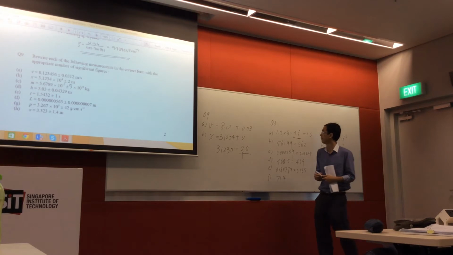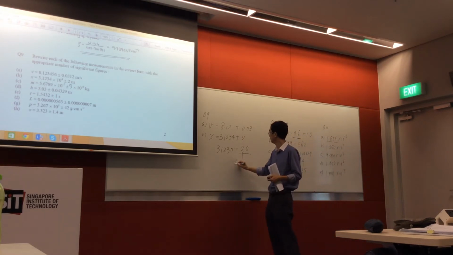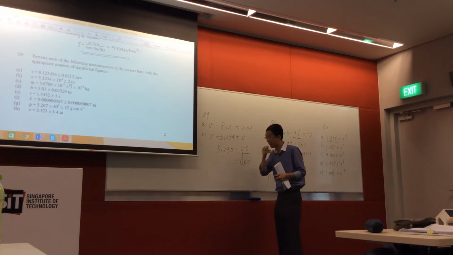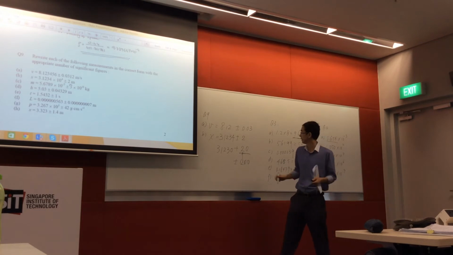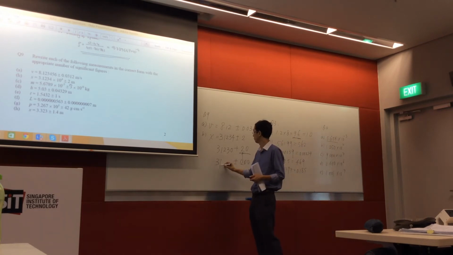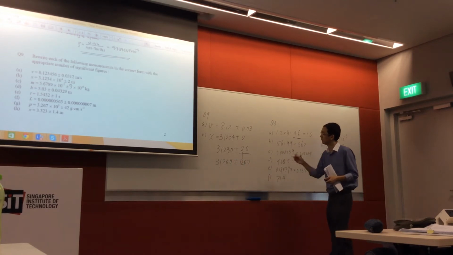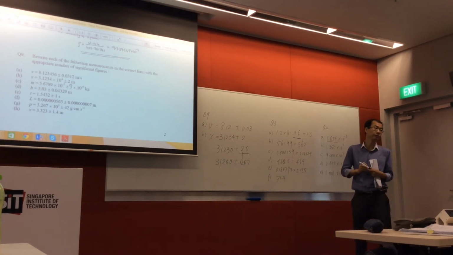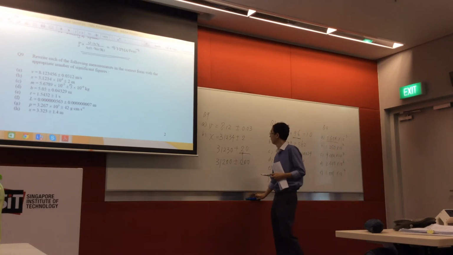Okay. Then let me ask you one more. If it's 200, then it will be 3, 1, 2, 0. So these two will have the same order of magnitude. Okay.